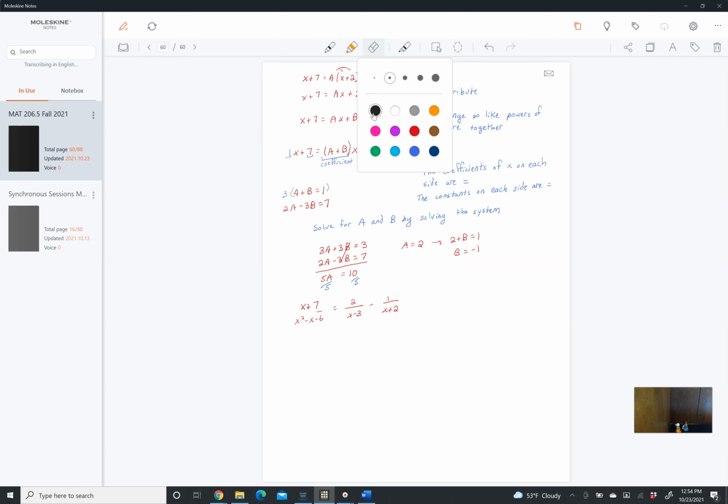Let's say that we have x minus 8 over x squared plus 7x plus 12 is equal. Okay, so we want to do a partial fraction decomposition. First thing that we do is we factor. So x minus 8 over x plus 4 times x plus 3. So that's our first step. We factor the denominator.